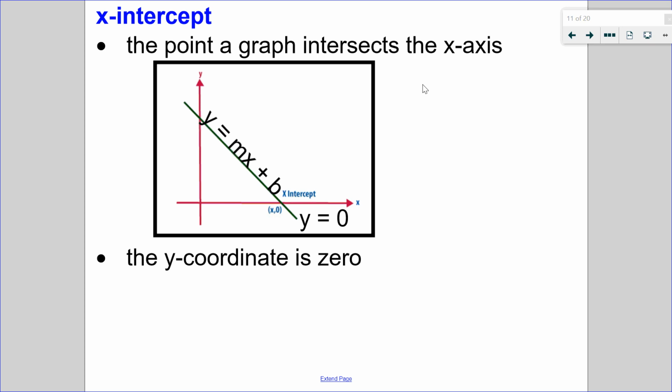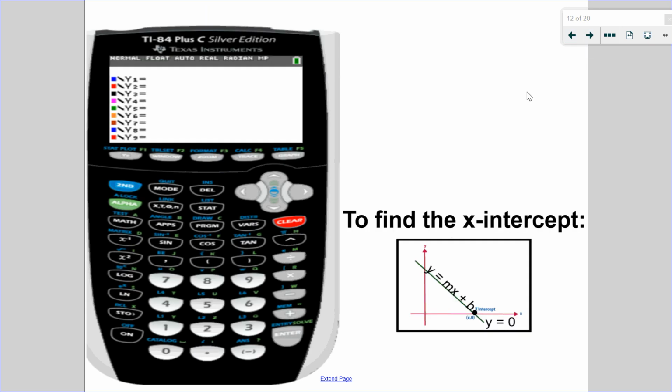So the x-intercept is the point that the graph intersects the x-axis. So here I have the x-axis, which has an equation y equals 0. I want to know where this graph intersects it. Now it intersects it at the coordinate x, 0. Notice the y coordinate is 0. Let's look at how to do this on the calculator.